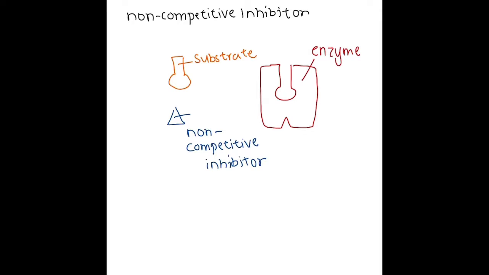Then we have non-competitive inhibitors. Unlike competitive inhibitors, these inhibitors have a different shape to the substrate, and they will attach to a binding site on the enzyme but not the active site. In other words, they do not bind to the active site.